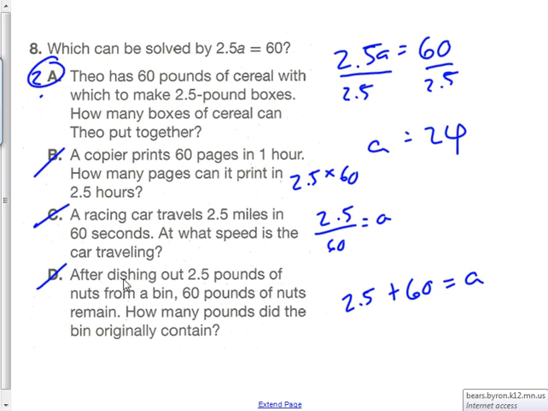It is helpful to look through them all, though, to eliminate some of your choices. All right, so that brings us to the end of our examples.